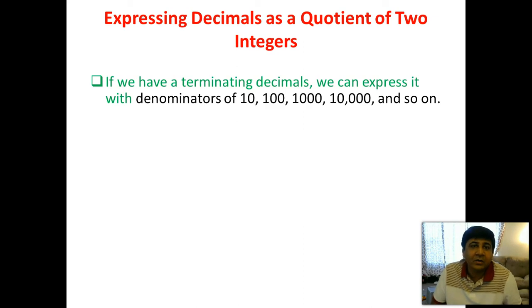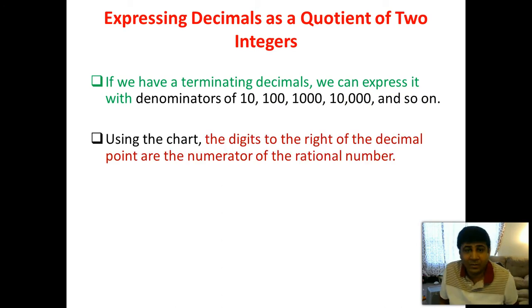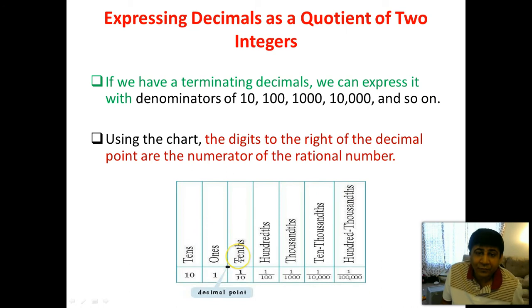Now suppose you have a terminating decimal. We can express it with denominators of 10, 100, 1000, 10,000 and so on, based upon where the decimal is located. Look at this chart here. If your decimal is at the tenths position, you will put 10 in the denominator. If it is the hundredths position, you will put 100 down here. If it is thousandths, you will put 1 and 3 zeros afterwards. You will use this table to convert decimals into quotients.